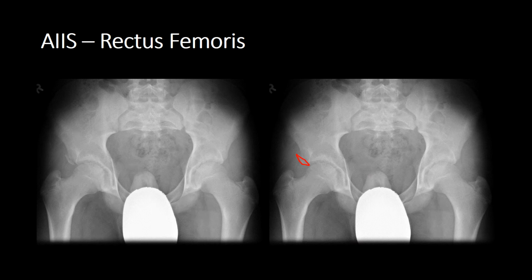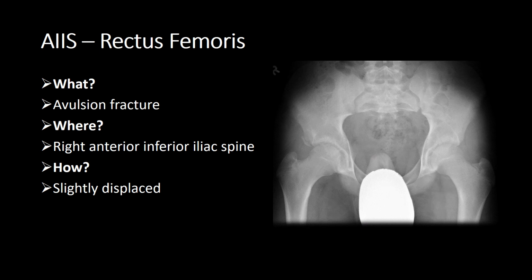As always, when you're looking around the pelvis, you need to make sure that you look at your inner cortices, so you're looking at your iliopectineal line, your ilioischial line, look at your obturator foramina, your symphysis pubis, your SIJs, check your sacral foramina, look at your Shenton's line over your hips, look at the acetabulum, and of course look at your hip structure. So what is it? It's an avulsion fracture where it's the right anterior inferior iliac spine, how slightly displaced.